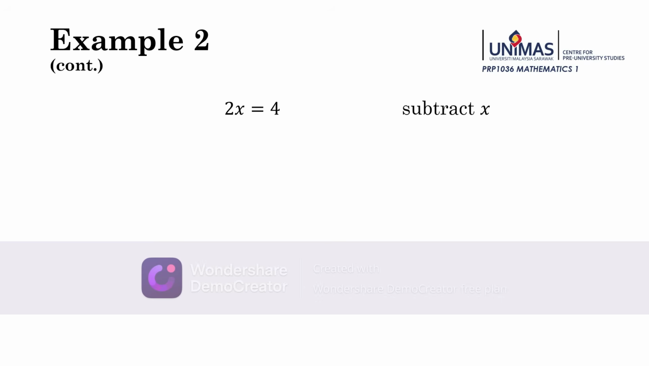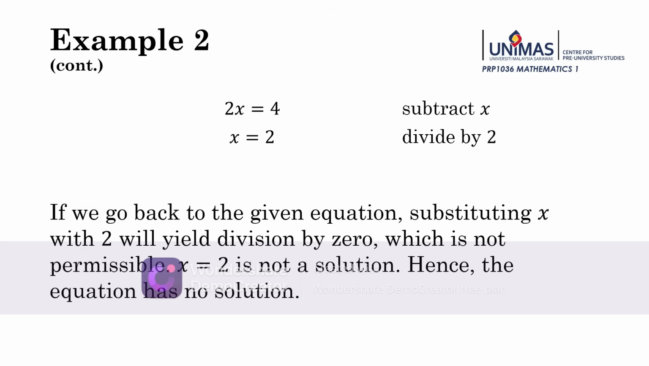we subtract x from both sides, then divide by 2 on both sides, and you get x equal to 2. However, when we check the solution by substituting back into the given equation, we find out that this x equal to 2 is not permissible.